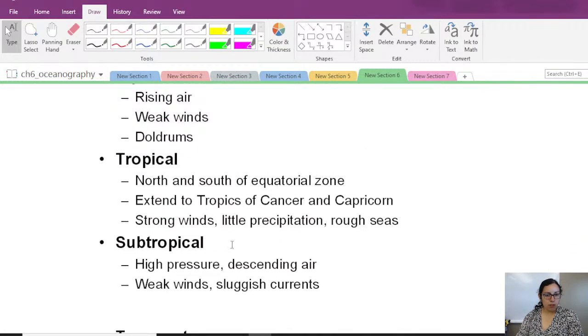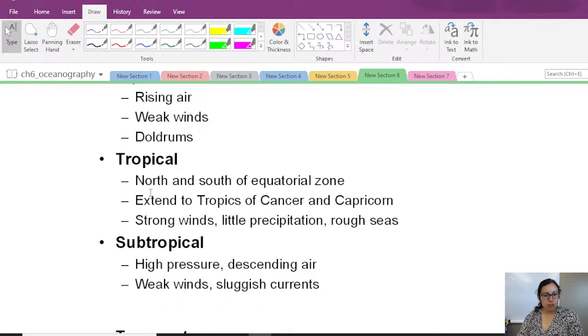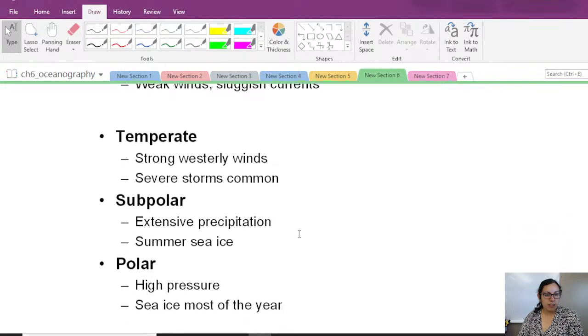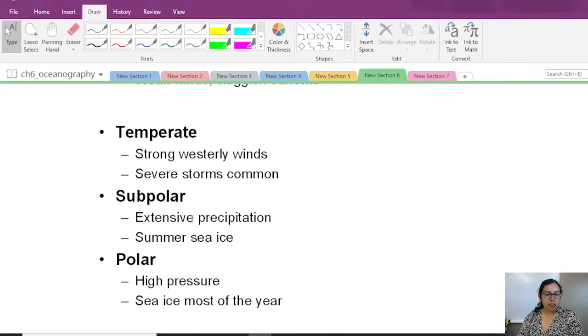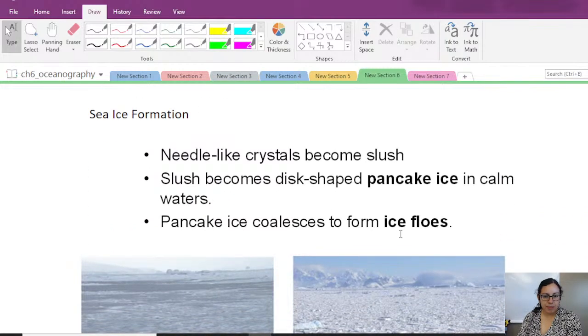I think we've gone over that, so just a quick recap: equator, weak winds, then we had tropical, strong winds, subtropical, back to high pressure and weak winds, temperate, strong again, subpolar, we have our summer sea ice, and polar would be lots of sea ice.